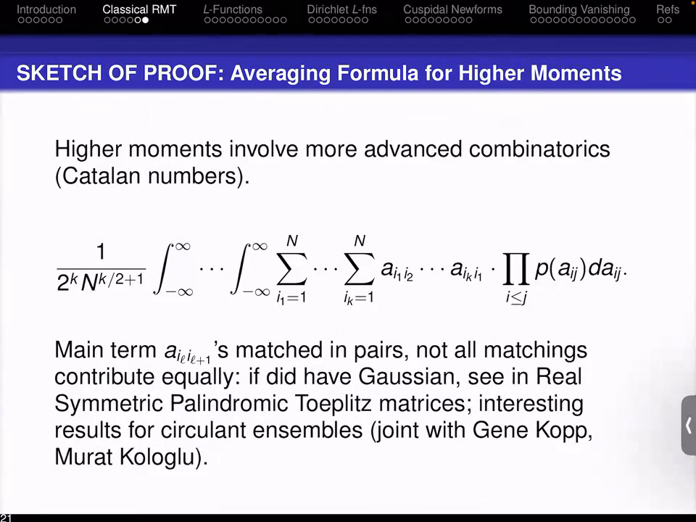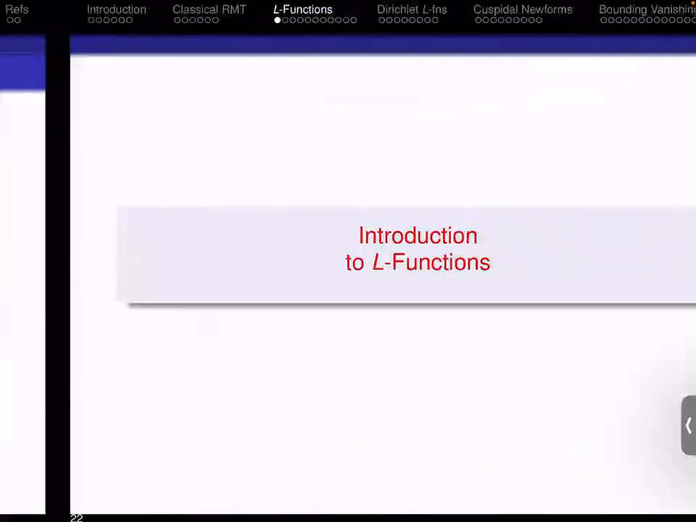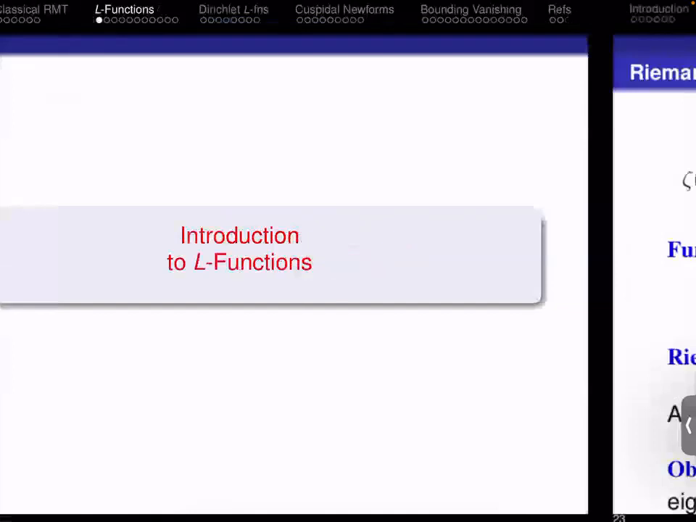But the main point I want you to get out of this is that for random matrix theory, we can do these calculations. It involves just elementary integration, involves elementary combinatorics. We get wonderful results. It is not going to be that way for number theory. And so what I want to do is just briefly make sure we're all on the same page with some number theory concepts, then go into Dirichlet characters, and then talk about the new results on bounding order vanishing.